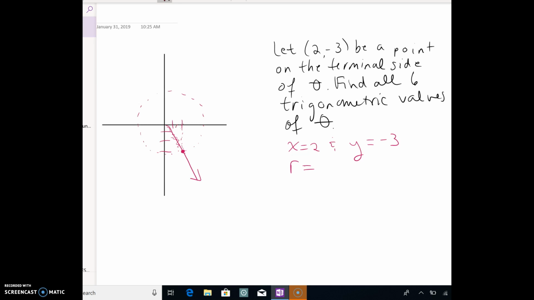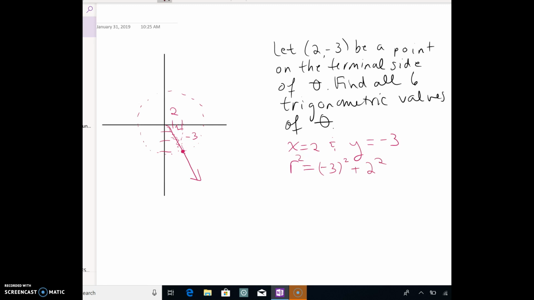I don't know if you can see this. There's a little right triangle over here. We know that x is 2, so this value over here is 2. We know that y is negative 3, so this value over here is negative 3. And then we can use the Pythagorean theorem to help us find r. Now remember, the Pythagorean theorem tells us hypotenuse squared is side squared plus side squared. So we know that r squared is equal to negative 3 squared plus 2 squared.